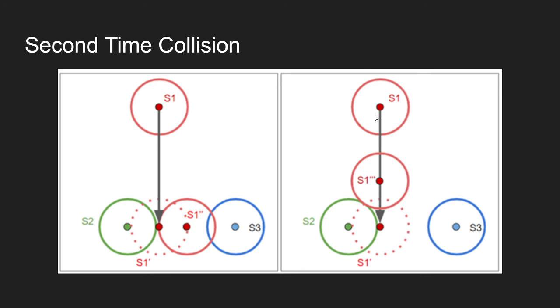So in order to solve it, I wanted to introduce continuous collision detection. To do this, the circumstance is still the same. S1 is going to be updated to S1 prime, and there's a collision detected. But I am not going to push this S1 prime away. I wanted to find out the exact moment that S1 touches S2. So can we do that?